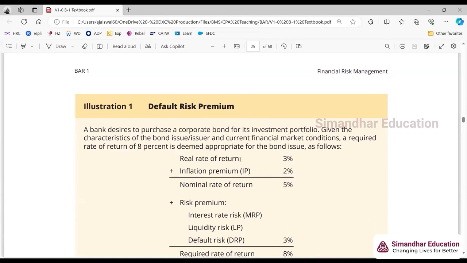Inflation premium we will be adding. Inflation premium means simply because of the period passing by. We all know that as we progress, the general price levels will go up. This is what ordinarily happens. So that is why if there is a longer period, we'll have an inflation premium also.